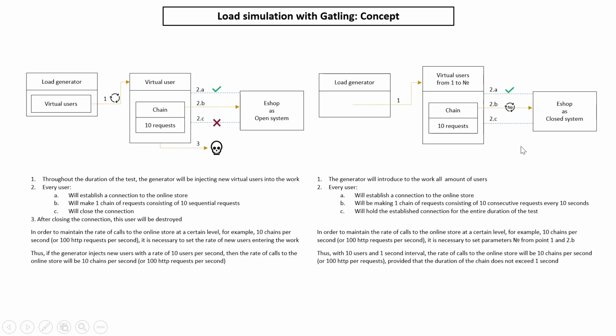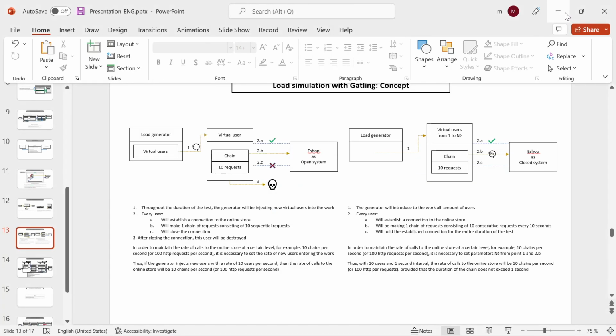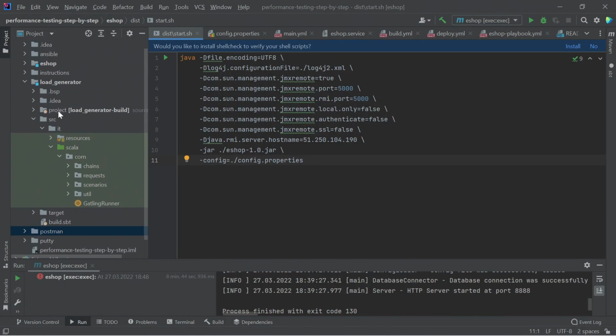In order to maintain the rate of requests to the online store at a certain level, for example, 100 requests per second, it is necessary to set the load generator parameters n from point 1 and point 2b. So, with 10 users and their execution of the chain every 1 second, 100 requests per second will be sent to the system, provided that the duration of the chain execution will not exceed 1 second. For clarity, I have prepared a special document that will allow you to calculate which parameters need to be set when testing an open model and a closed one.